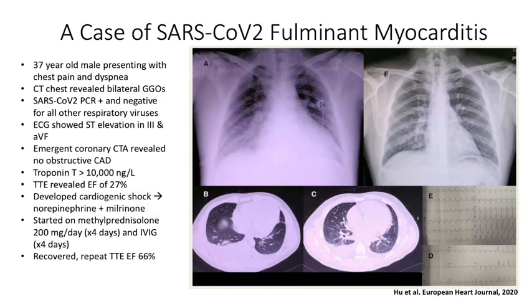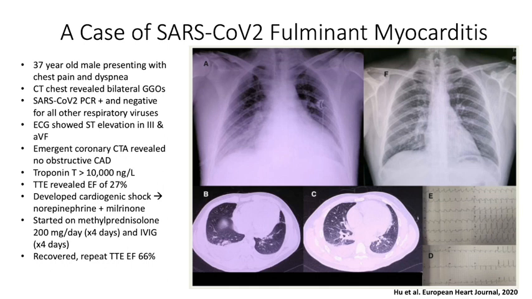Here I share with you a case of SARS-CoV-2 fulminant myocarditis reported in the European Heart Journal, where they report a case of a 37-year-old male who presented with chest pain and dyspnea. His CT chest revealed signs of an infectious pneumonia. His SARS-CoV-2 PCR was positive and viral PCR for all other pathogens was negative. His ECG on admission showed ST elevations in leads III and aVF, and an emergent coronary CTA revealed no obstructive CAD. His troponin T was significantly elevated, and an echocardiogram showed a reduced ejection fraction at 27%.